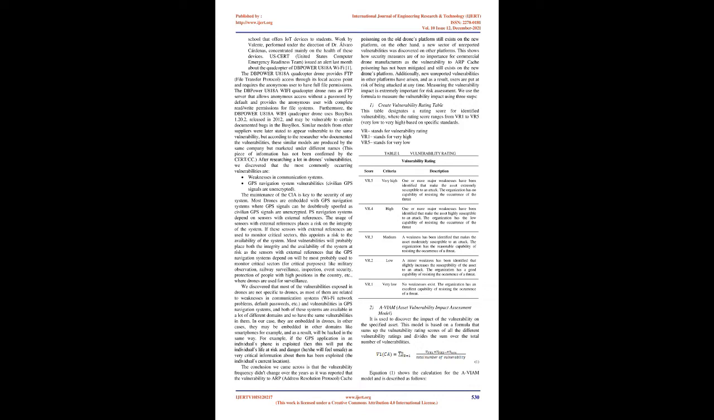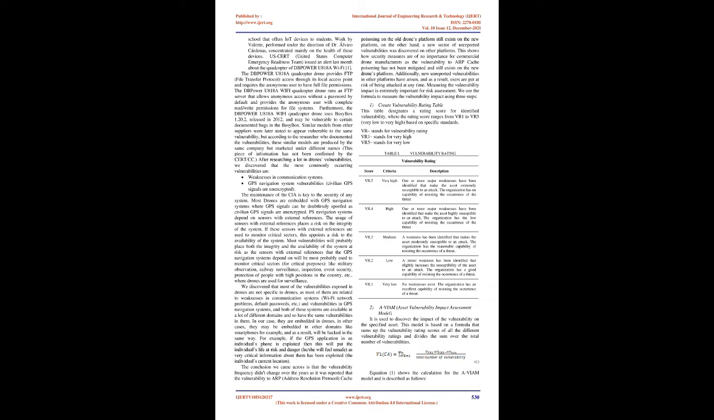Furthermore, the Power U818A Wi-Fi quadcopter drone uses BusyBox 1.20.2, released in 2012, and may be vulnerable to certain documented bugs in the BusyBox. Similar models from other suppliers were later stated to appear vulnerable to the same vulnerability, but according to the researcher who documented the vulnerabilities, these similar models are produced by the same company but marketed under different names. This piece of information has not been confirmed by the CERT/CC.